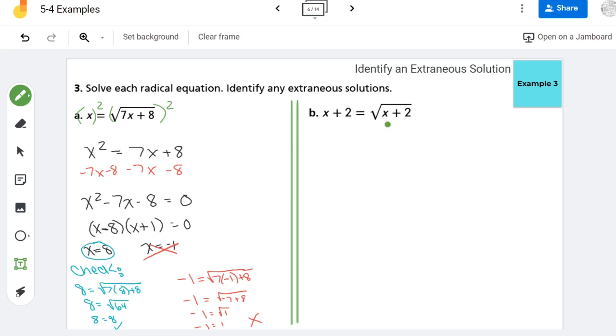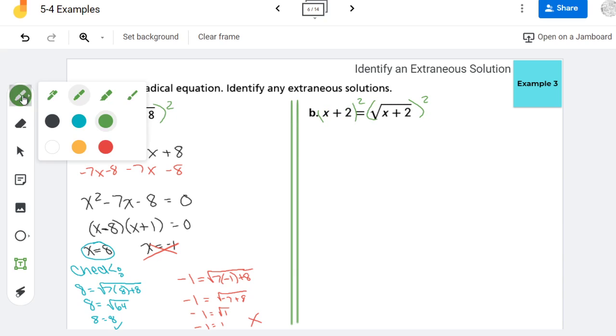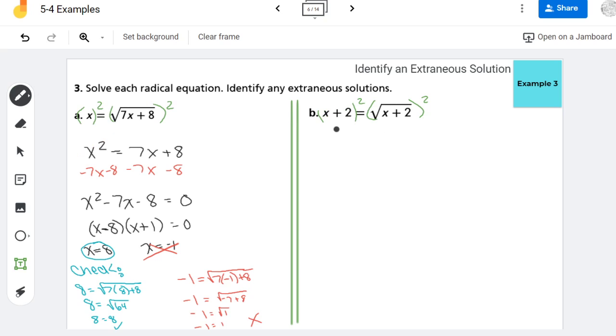So our radical's already alone, and we know that to get rid of a radical, we have to raise each side of the equation to the second power. And so what that does is give me x plus 2 squared equals x plus 2. Well, that's a problem, right? Because the only way to get rid of that square is to take the square root, and we'd be back to the original thing. And that kind of is dumb.